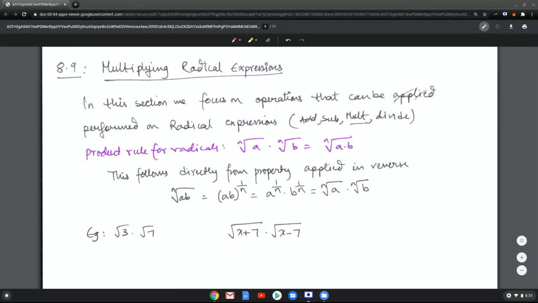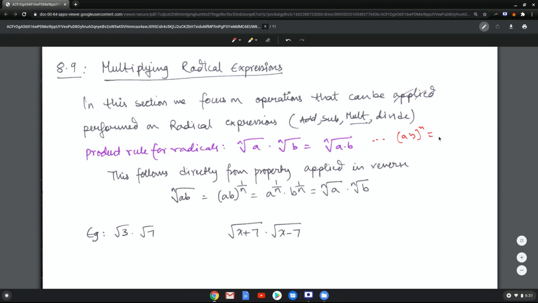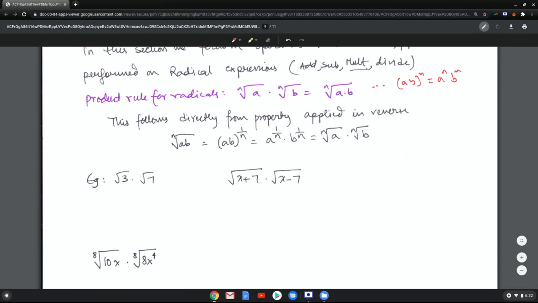We have this product rule, which is basically the exponential law, a to the power n times b to the power n equals ab to the power n, applied in reverse. It says the nth root of a times the nth root of b equals the nth root of a times b. Let's look at some examples.